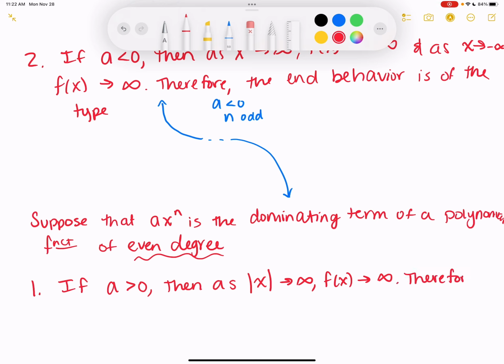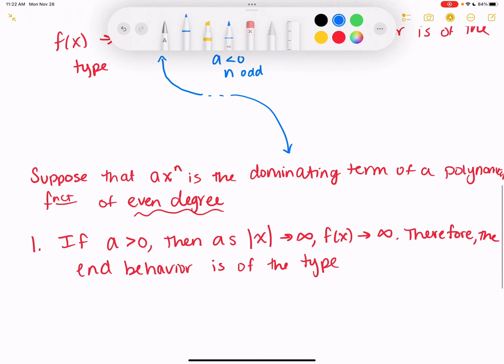Therefore, the end behavior is of the type, so the basic one is going to look like a parabola, basically, for a greater than 0 and n being even.